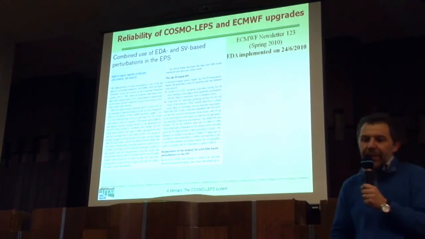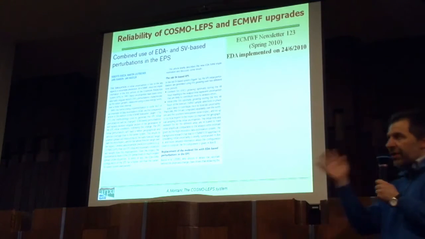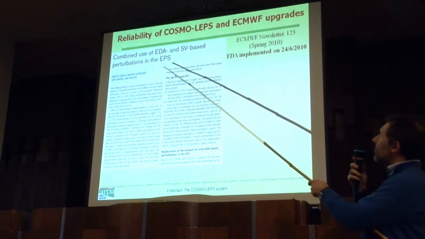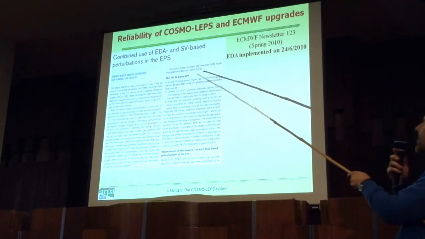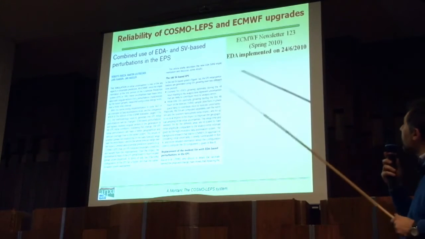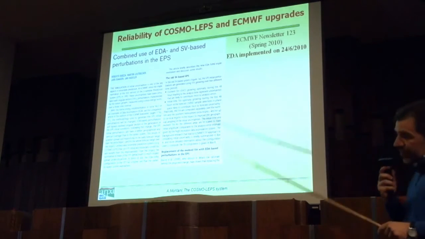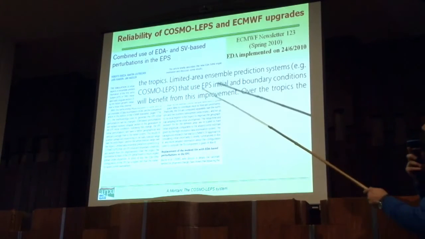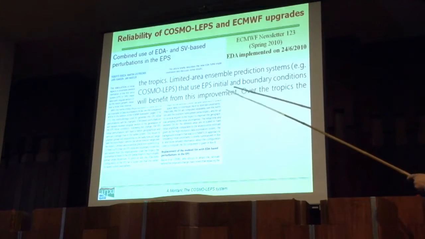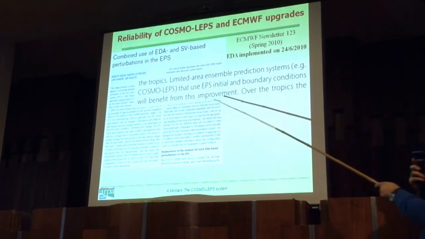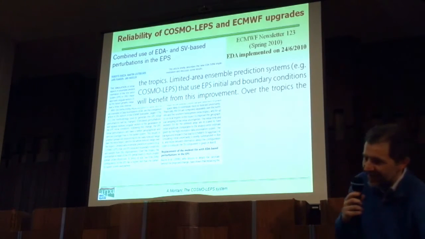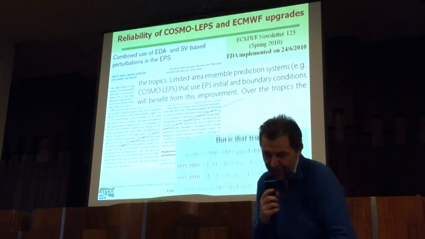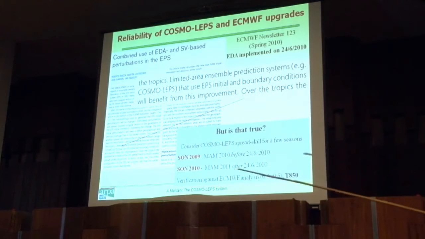Some years ago, ECMWF made this update, Roberto spoke about it the other day, about the combination of ensemble data assimilation and singular vector perturbation. So quite a big change was in 2010. And they were claiming that limited area ensemble prediction systems that use EPS initial conditions will benefit from this improvement. It was a brave statement. And we said, okay, this was written in the newsletter, but is it really true? Did we really get a benefit?